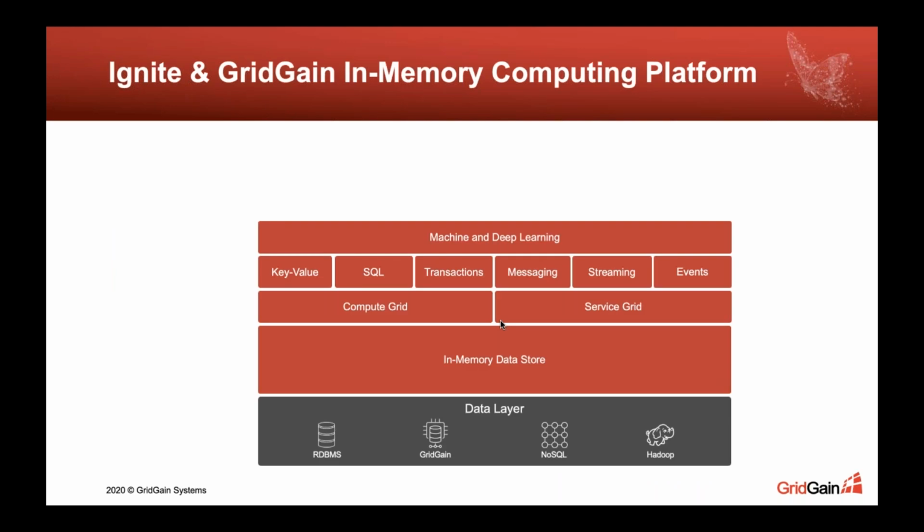So let's start with just an overview of what is GridGain in Apache Ignite. Apache Ignite and GridGain is our memory-centric data platform that's used to build fast, scalable, and resilient solutions. They're used to provide speed and scale to new and existing data-centric applications.